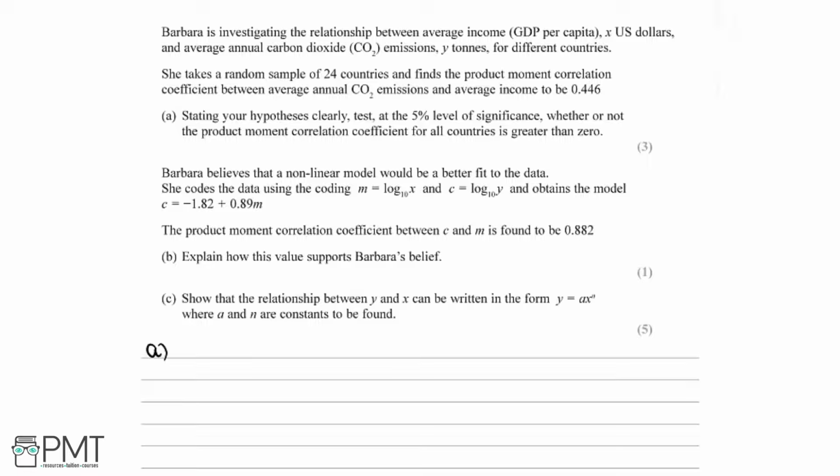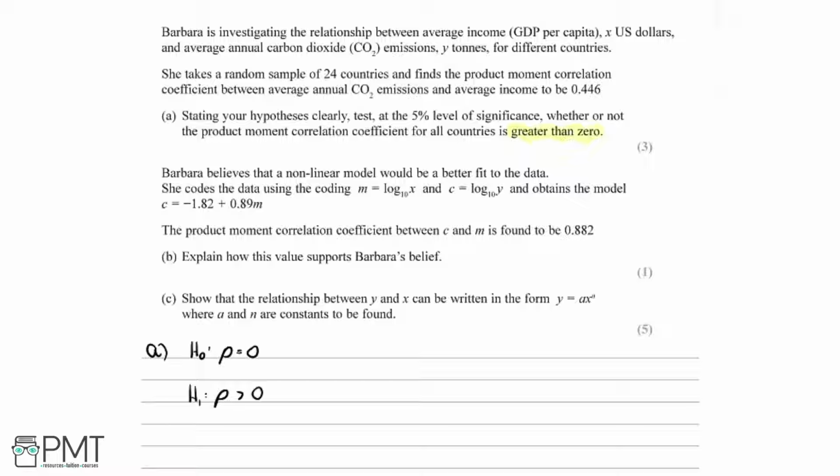Firstly, we need to state our hypotheses. So our null hypothesis, H0, we can say that rho equals 0. Then our alternative hypothesis, H1, is that rho, and looking back up at the question, we see we're testing whether or not the product moment correlation coefficient is greater than 0. Because it's saying it's greater than 0, our alternative hypothesis is going to be that rho is greater than 0. The next thing we need to do is find our critical value.